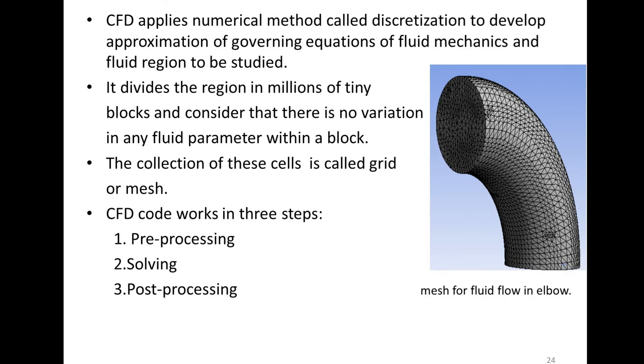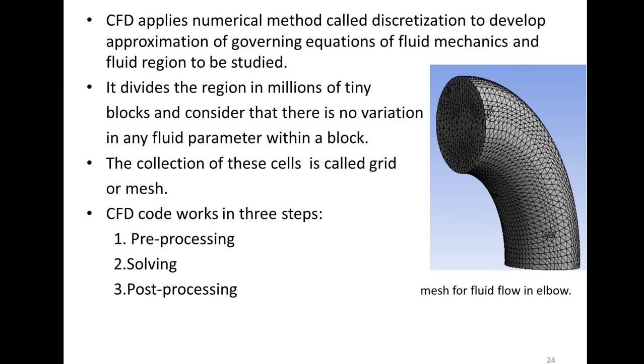So why do we divide it into millions of tiny regions? Because if we consider a dot, there are infinite dots, and we cannot consider this much. So we divide the block for the sake of our computation. We consider a block as a single entity where there is no variation in any fluid parameters such as pressure, velocity, temperature, any sort of parameters. The smaller our block is, the better our result will be.